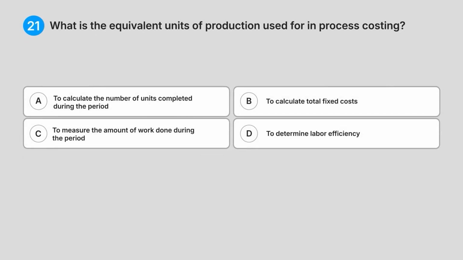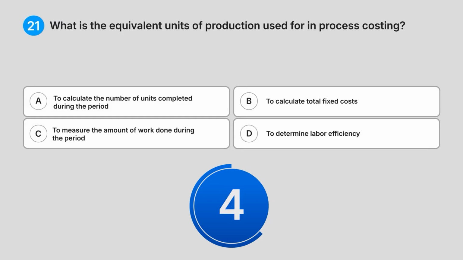21. What is the equivalent units of production used for in-process costing? A. To calculate the number of units completed during the period. B. To calculate total fixed costs. C. To measure the amount of work done during the period. D. To determine labour efficiency. Do you know the answer?